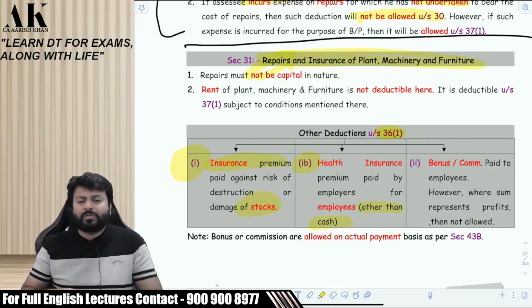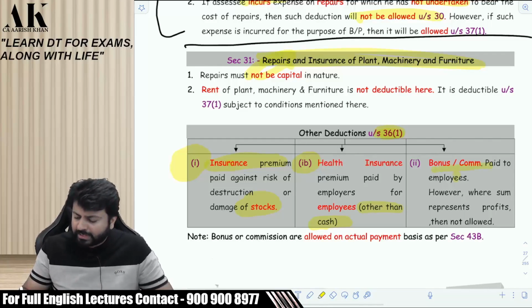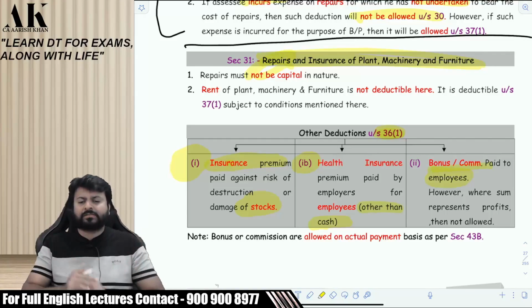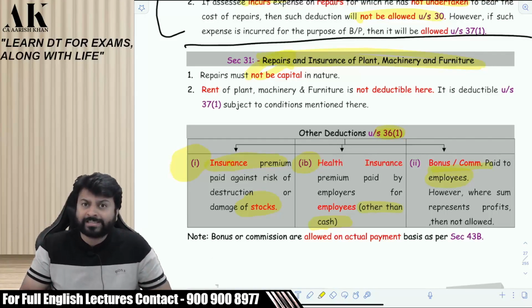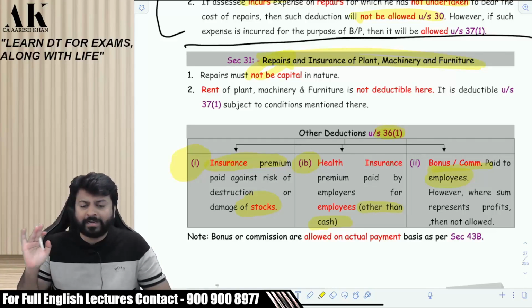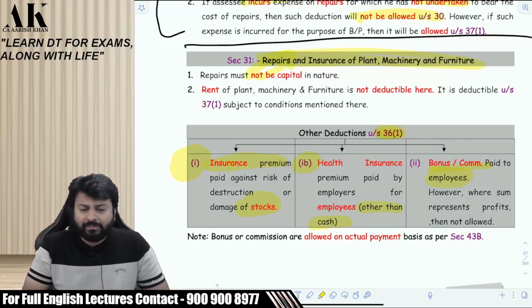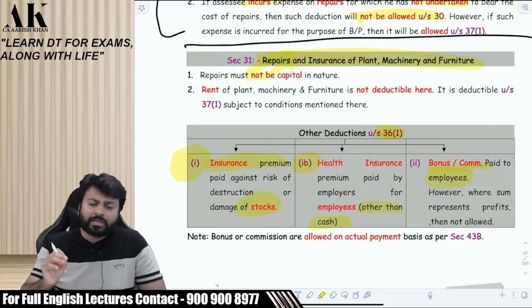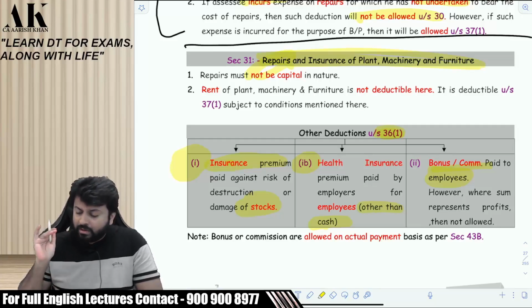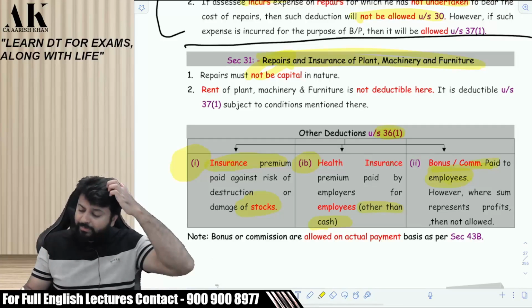Let's talk about the next one now. If I make a payment of bonus or commission to employees, not to others, not to a real estate agent, to an employee. You pay commission to a real estate agent also to buy properties, right? I'm not talking about that commission. I'm talking about the commission which you pay to employees. Bonus or commission which is paid to employees will be allowed as deduction.